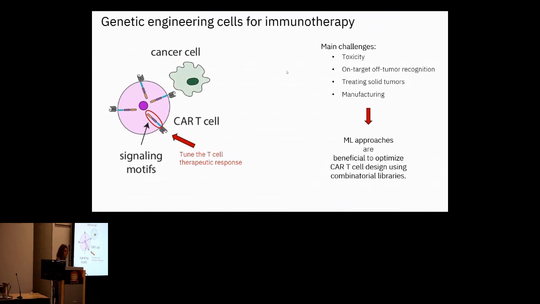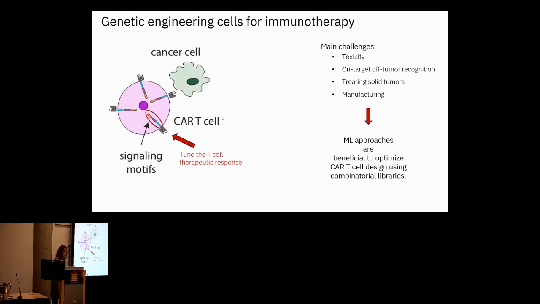The other way to enhance CAR-T cell function is to engineer the intracellular domain by inserting signaling motif. So the different combination of signaling motif can enhance and so augment the ability of CAR-T cell to kill cancer cell. There are many challenges, like for designing CAR-T cell, such as toxicity, on target of tumor recognition, treating solid tumor, and manufacturing.